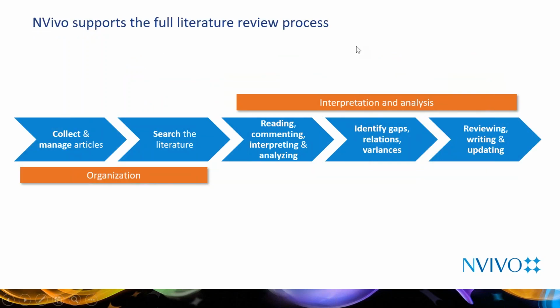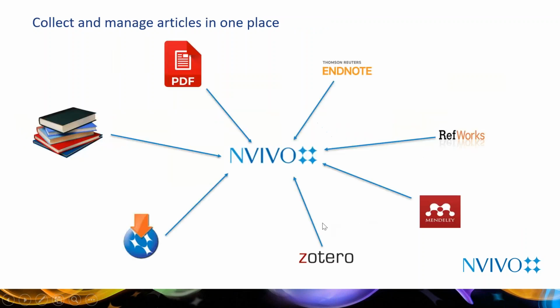So just to show you how NVivo really can take you through the literature review process, I just wanted to talk about that process. You're going to be collecting and managing your articles and organizing those, also searching through the literature, and then you need to interpret and analyze the articles and what you're reading, and finding gaps, and then reviewing and writing and updating that.